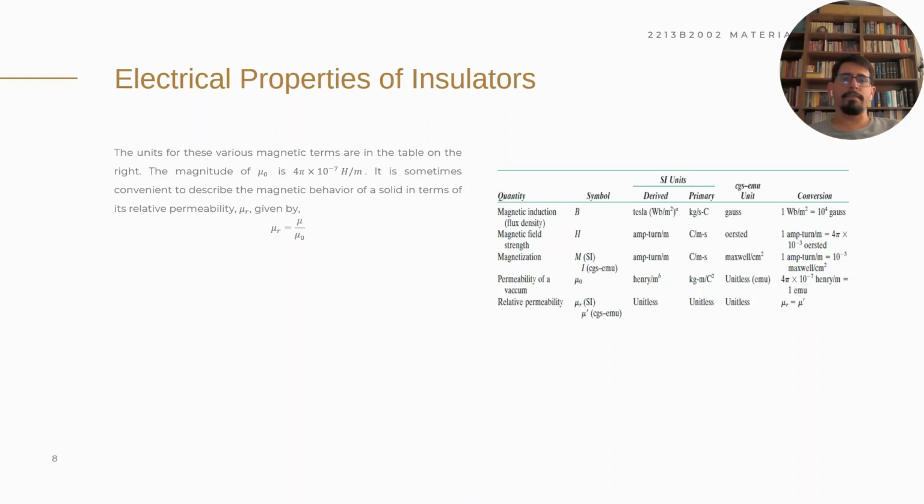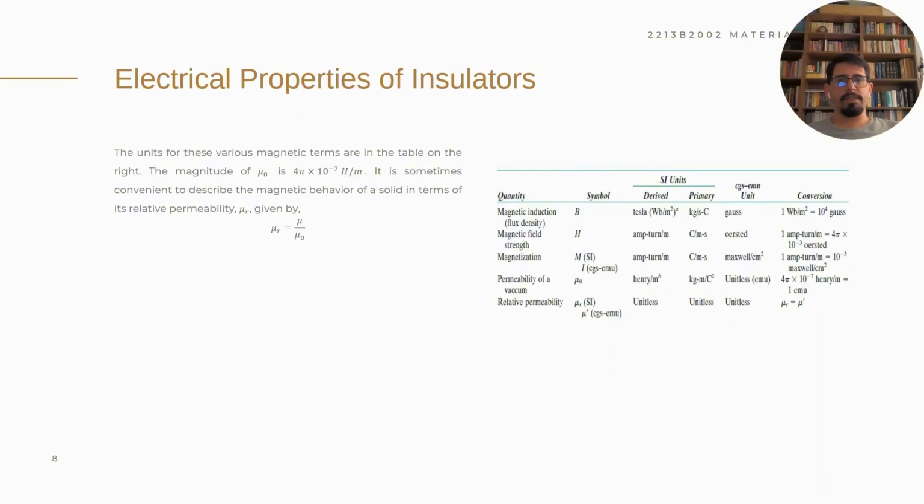Now, take a look at the table. It gives us the SI units and their CGS, which means centimeter gram second, equivalents for each key magnetic quantity. Magnetic induction is measured in Tesla, but in the CGS system, it's called a Gauss. 1 Tesla equals 10,000 Gauss. Magnetic field strength is in amp turns per meter, but it's called an Oersted in the CGS system. Magnetization uses the same amp turns per meter in SI, but Maxwell divided by centimeter in CGS.